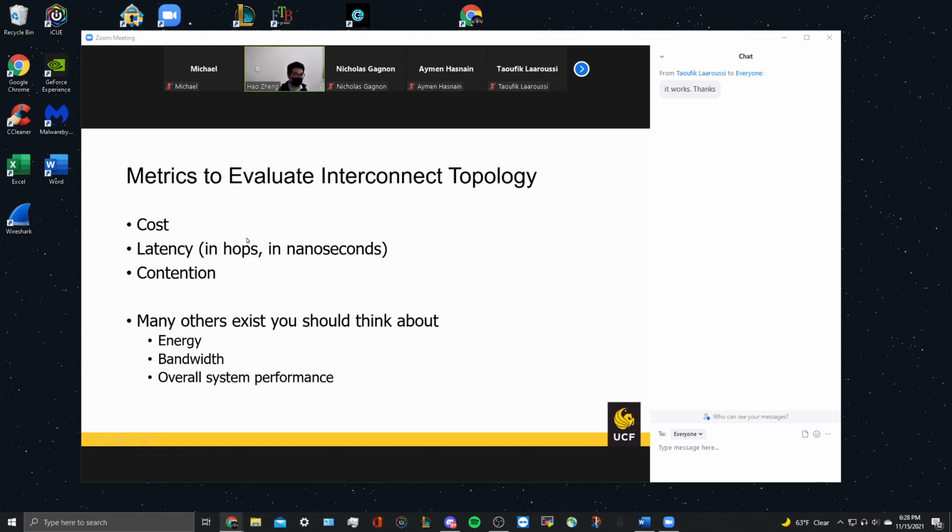So metrics: do you value cost? Of course. The latency in hops. In such a case, we assume how many hops we have, and contention, and many others that you need to consider, like energy and bandwidth over a system. But in general, if you are an expert in interconnection networks, we usually just use the hop count. So how many hops, the diameter, the bisection bandwidth to analyze this.